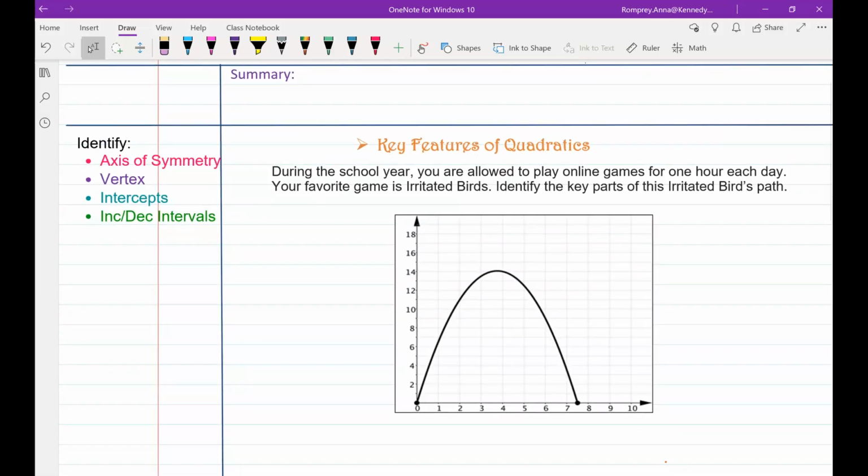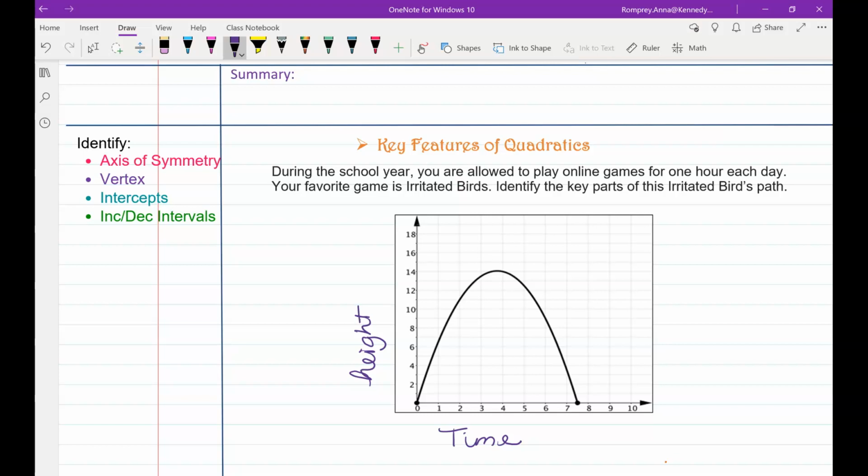So when we're looking at this first example, it says during the school year, you are allowed to play online games for 1 hour each day. Your favorite game is Irritated Birds. Identify the key parts of this irritated bird's path. Okay, so if this is the irritated bird's path, it looks like we're looking at how long he's in the air and how high he is. Or she, sorry, could be either. So it should be time on the x-axis and height on our y-axis. Okay. So identify the key parts.